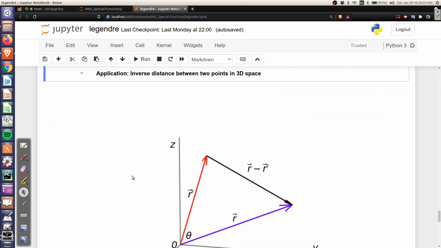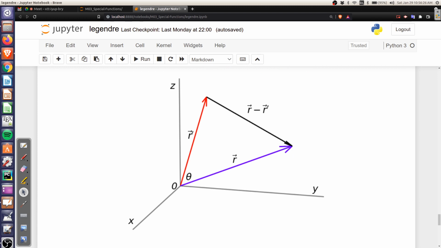So let us say I have a scenario like this. This is the origin, and we have the axes, the y axis and the z axis. This is one point. This point has a position vector r prime, and this point has a position vector r, and the angle between these two vectors r and r prime is theta.